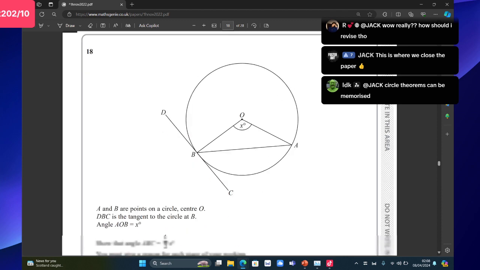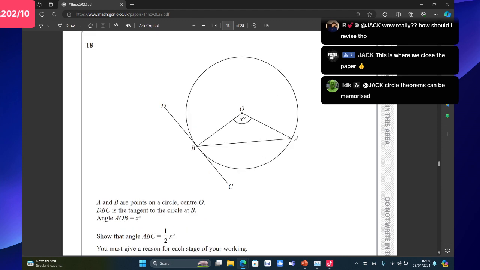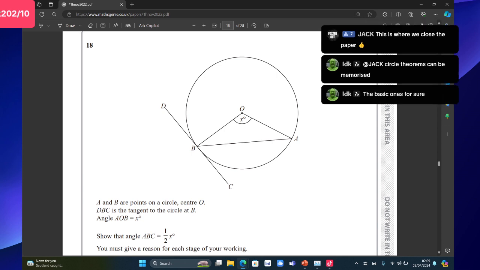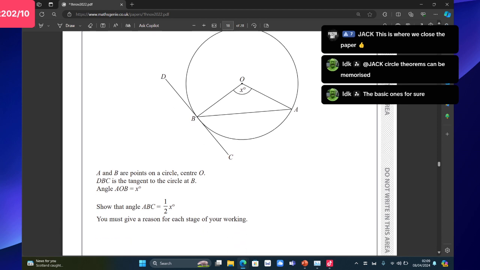So this is a circle theorems question. A classic question. Yeah, I hear you, Jack. This is a nasty question, but let's give it a go, okay? So A and B are points on the circle center O. So OB is a radius and OA is a radius. This is quite important.